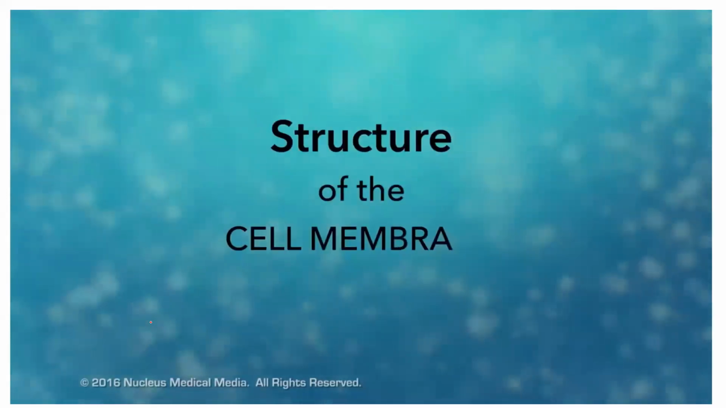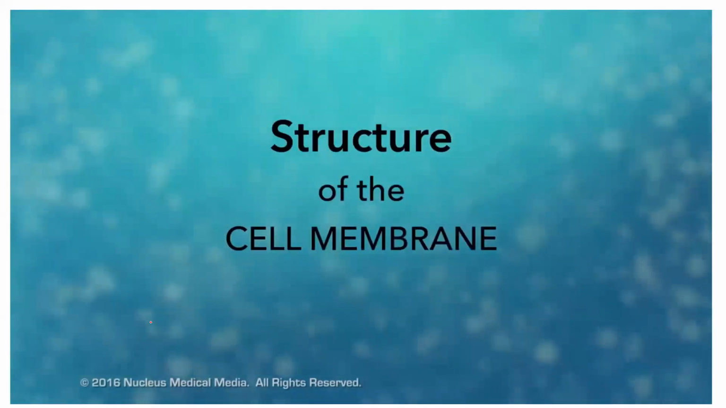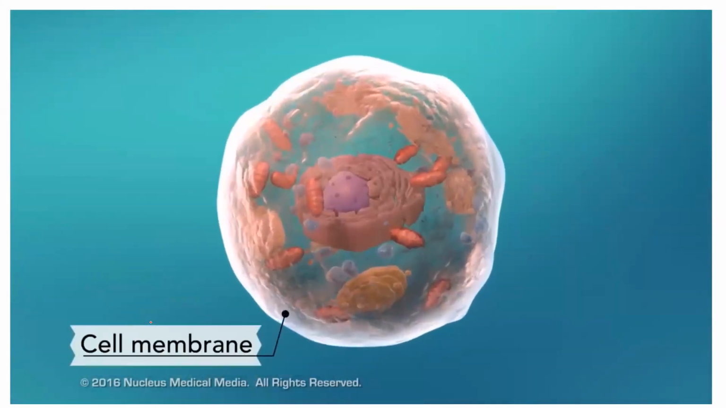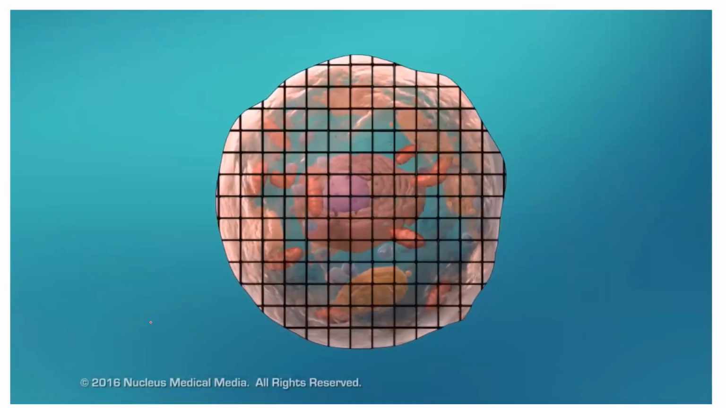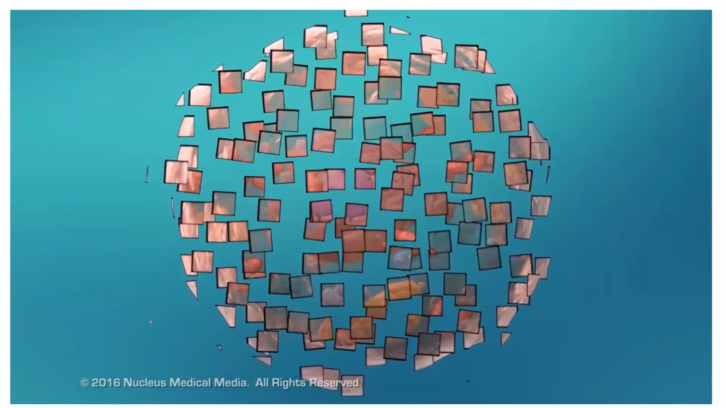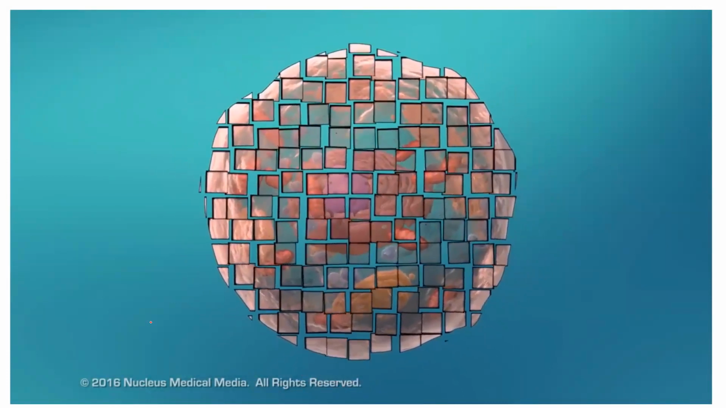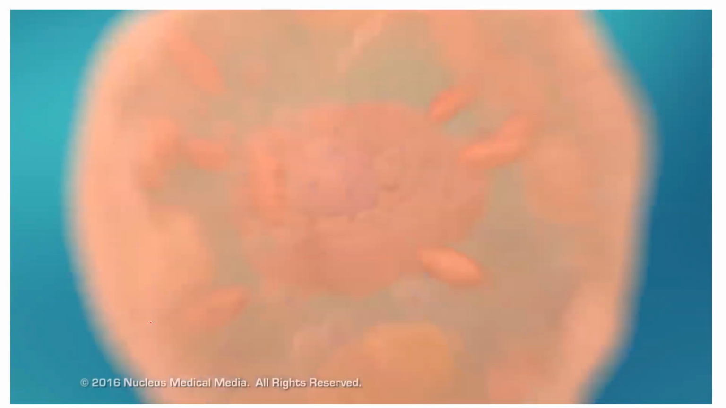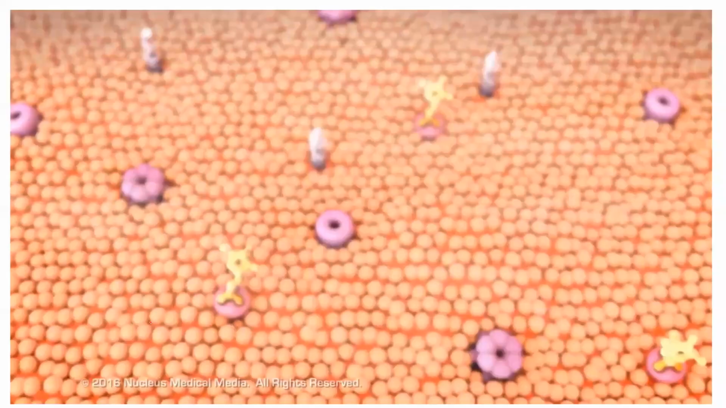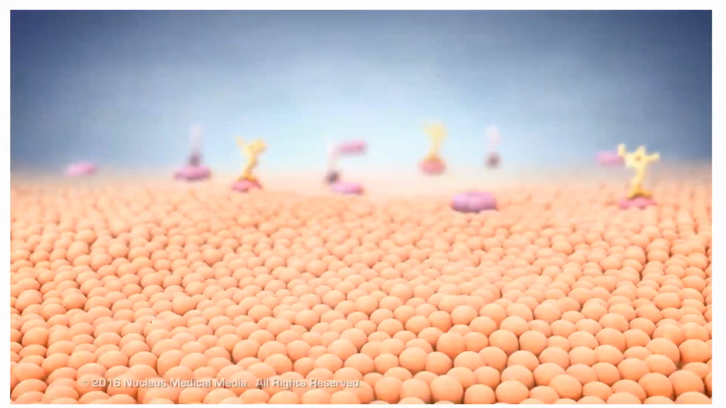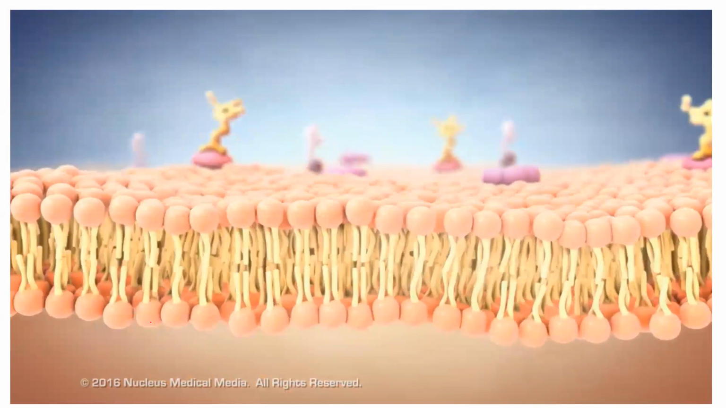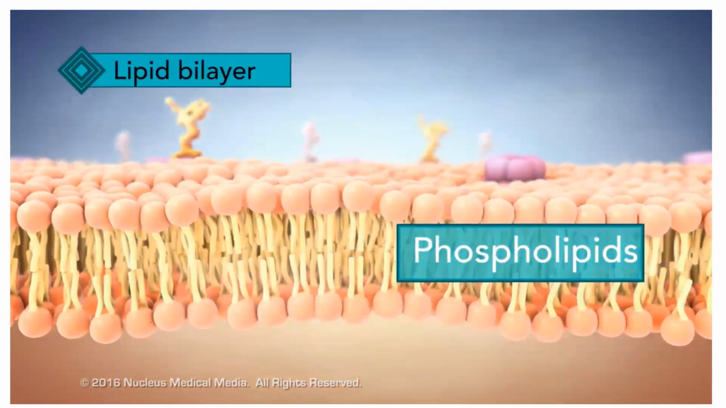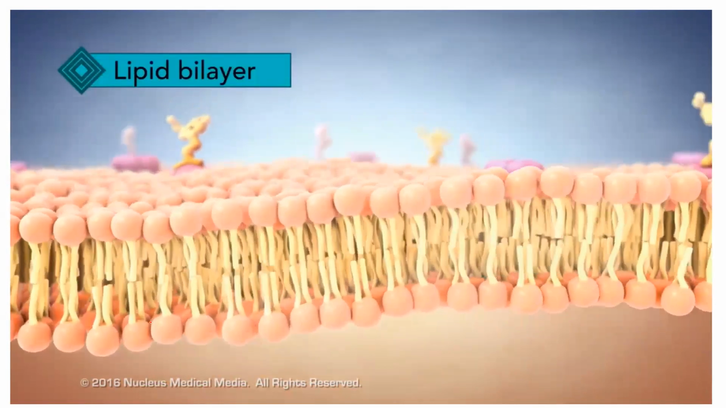In this video, we will be discussing the structure of the cell membrane. When scientists looked at the selectively permeable cell membrane, they described its structure as a fluid mosaic. You might know that a mosaic is a picture made up of little tiles. Like a mosaic, the cell membrane is made up of different parts as well. The cell membrane has two layers of phospholipids, referred to as a lipid bilayer. The lipid bilayer isn't rigid.